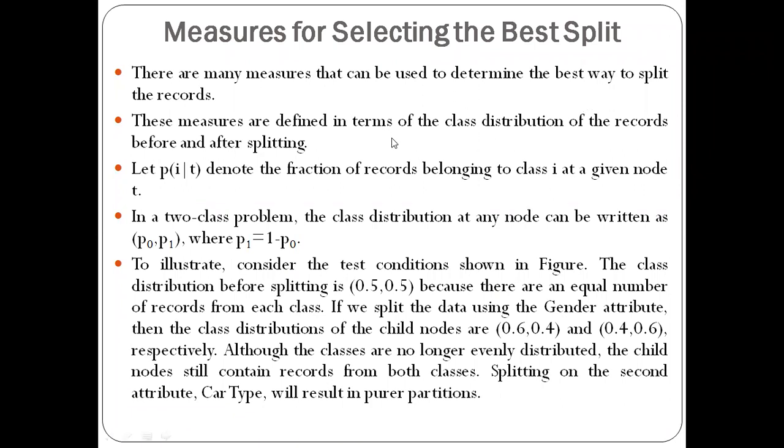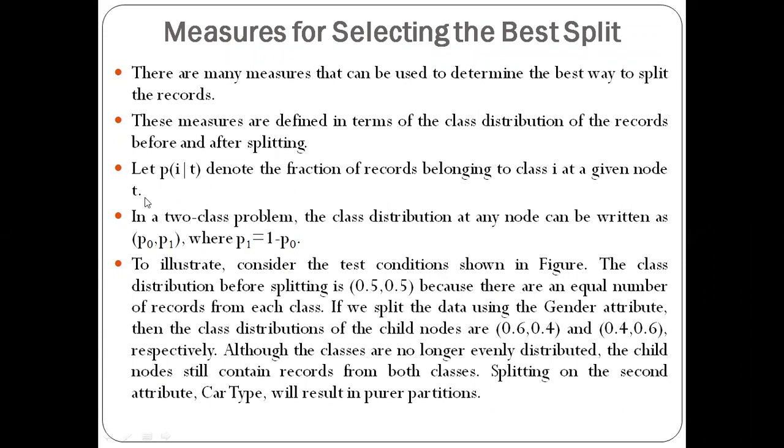These measures are defined in terms of the class distribution of the records before and after splitting, that is, how many records belong to each class. Based on that class distribution, before and after splitting, we will be defining the measures. For example, the fraction of records that belong to class i for a given node t is denoted by P(i|t). This P(i|t) is nothing but the fraction of records that belong to this class i.